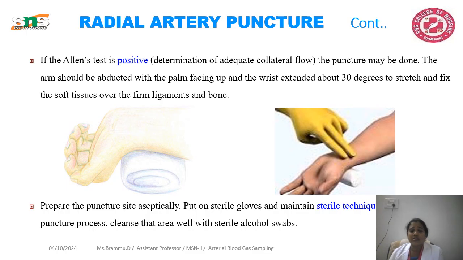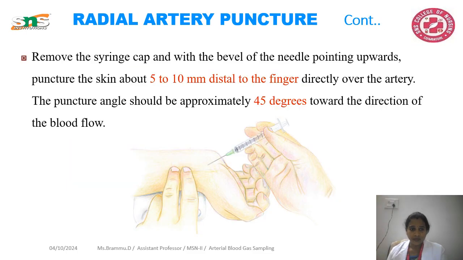Once the puncture site is kept aseptically clean, after doing a sterile hand wash, a sterile hand rub can also be done. Then immediately a sterile glove is donned, and we maintain the sterile technique throughout the procedure. Do the skin decontamination by using sterile alcohol swabs.